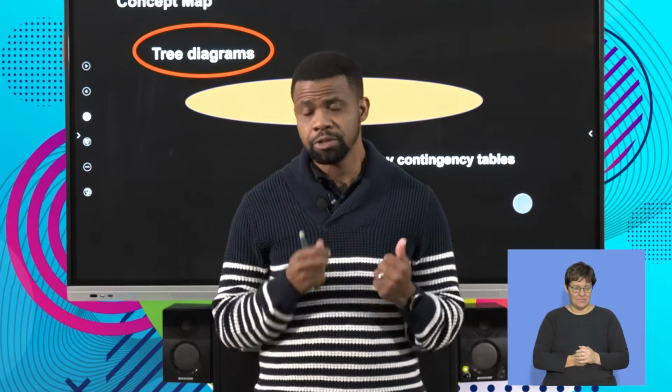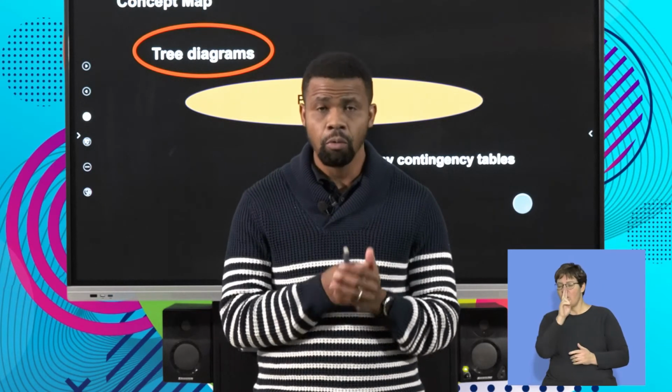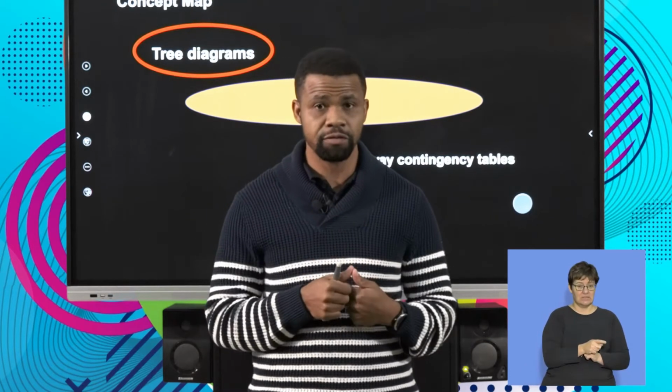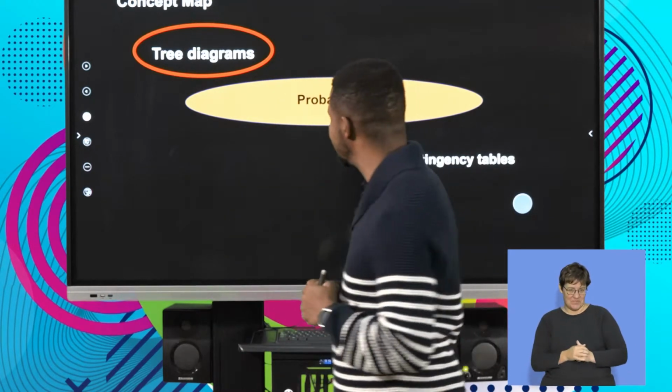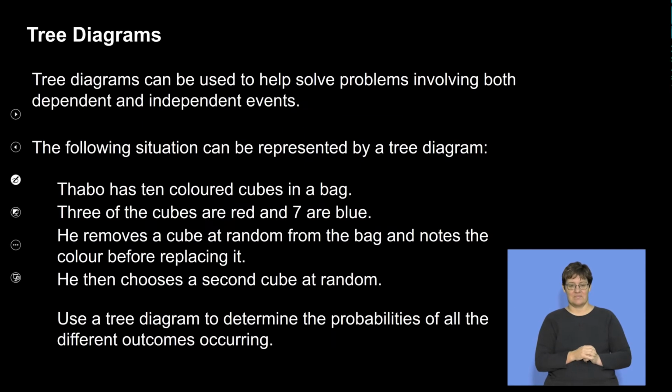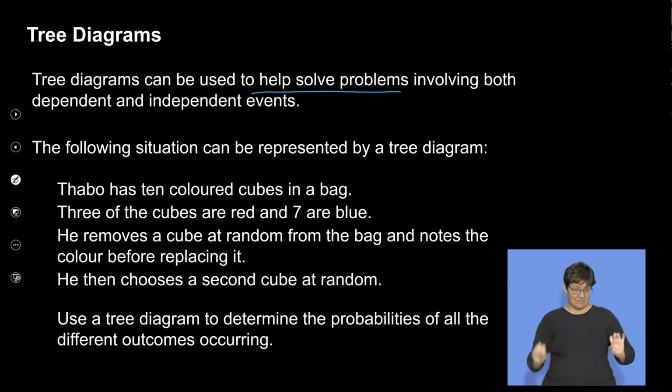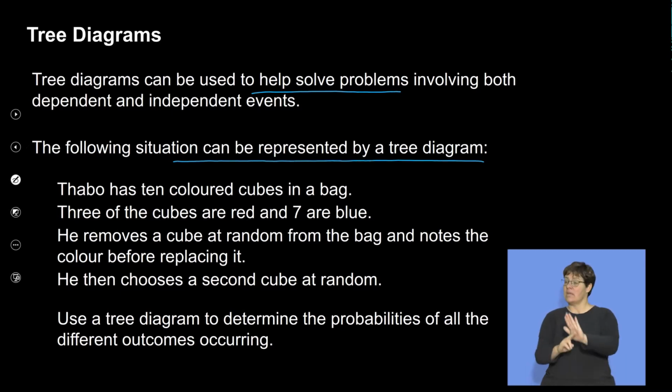Okay, so now let's look at a question where we're going to draw a tree diagram and, after drawing it, solve some of the question. Fantastic. A tree diagram can be used to help solve problems involving both dependent and independent events. That's very important. It can solve independent and dependent events. So the following situation can be represented by a tree diagram. Let's read carefully.